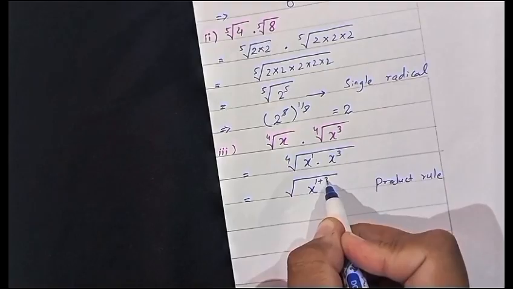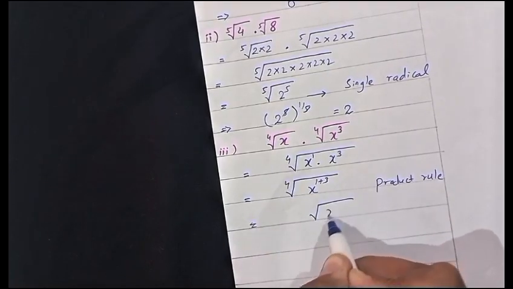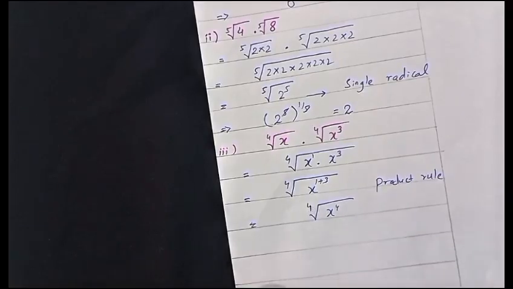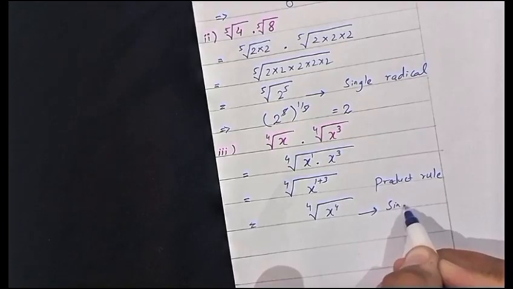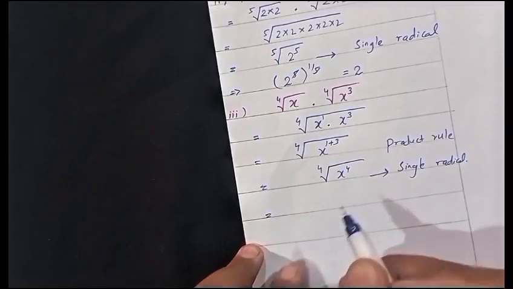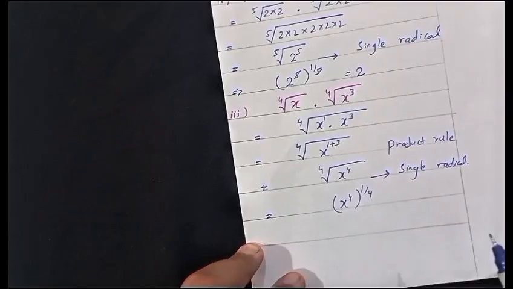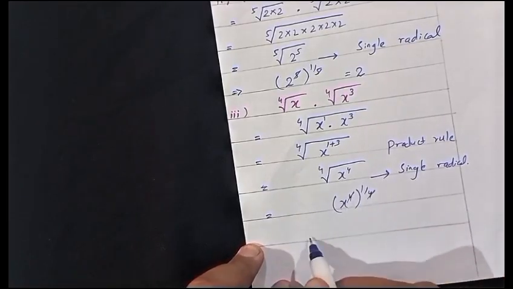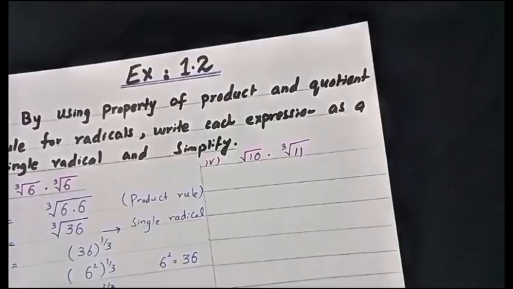x power 1 plus 3 with index 4, that equals x power 4. So this is a single radical expression. Now we will simplify this by converting it into an exponential expression, that is x power 4, whole power 1 by 4. Powers cancel each other, so the final answer is x.